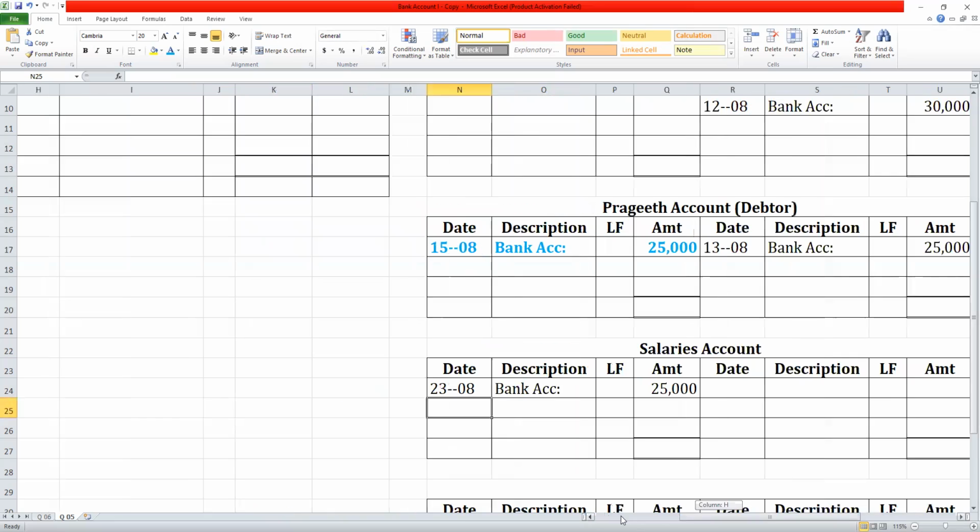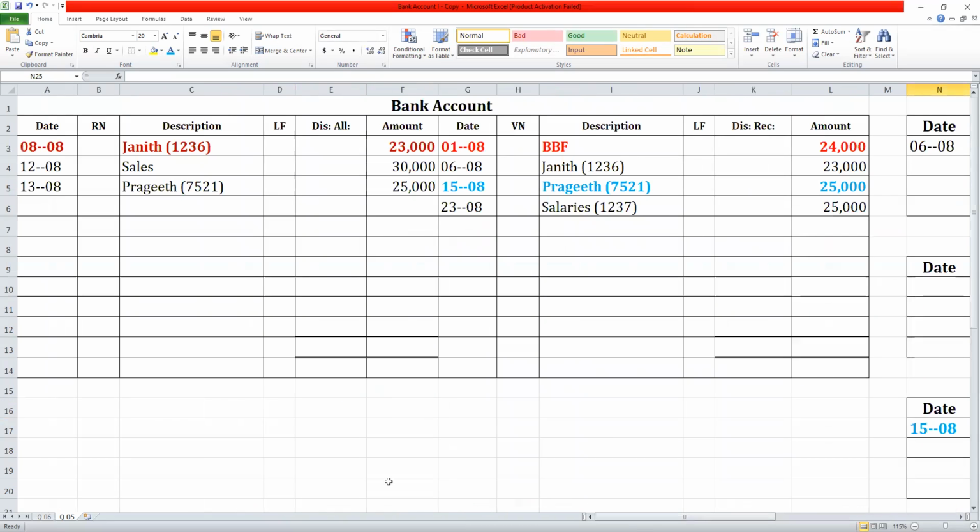On 27th, it's a payment. Put the date. 27th of August, we have paid Sagala through the check number 1238. And at the point of the payment, we have received a discount worth 5,000. And we have paid just 35,000 in cash. See, it is all about organizing the information correctly in the statement.